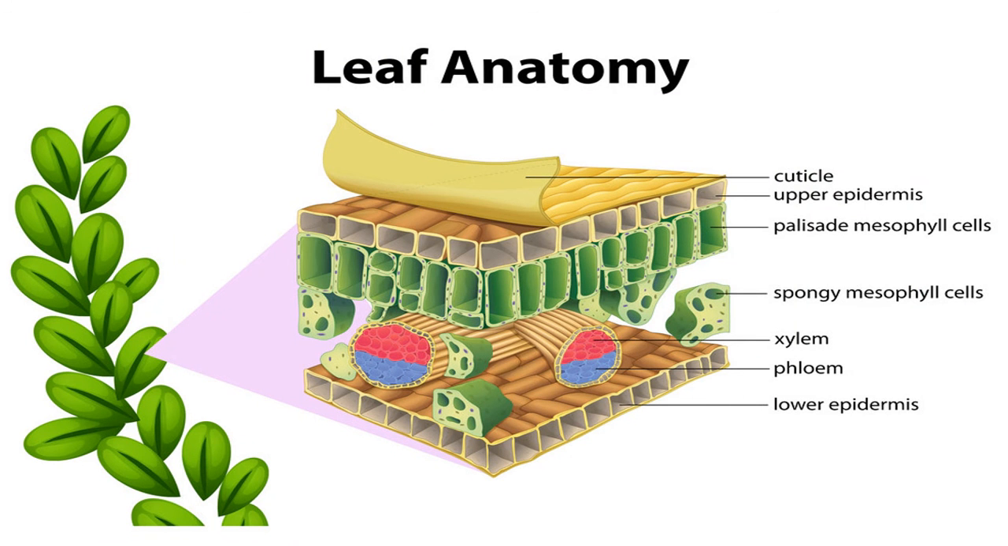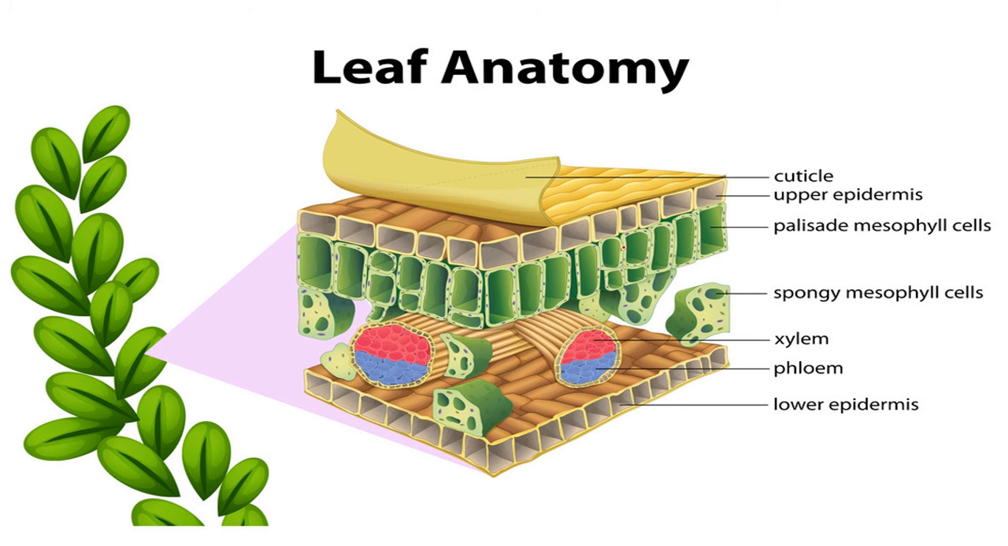Now let's take a closer look at what is happening on the leaf, how it is possible, and where the water, mineral ions and other nutrients pass through. In the leaf, we have a cuticle, which is a waxy substance that prevents water loss. Below the cuticle, we can also see the upper epidermis, which serves as an additional protective layer for the palisade mesophyll cells.